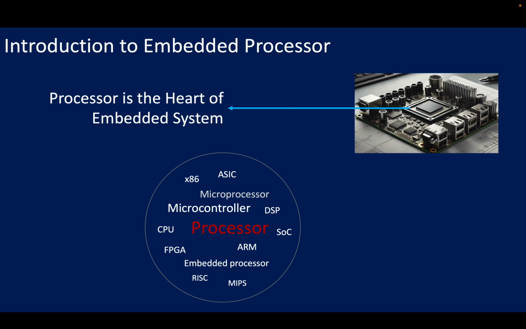Today, embedded systems have evolved so much that there is no strict boundary between processors used in embedded systems and those used in general purpose devices like laptops or desktops. You simply choose the processor that best fits your application needs and cost constraints.